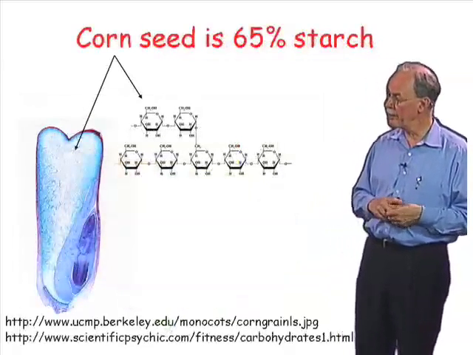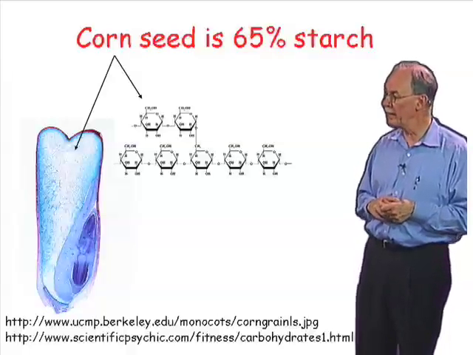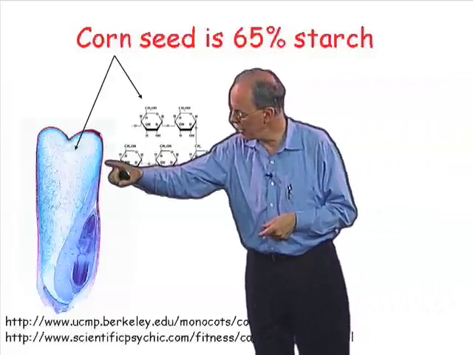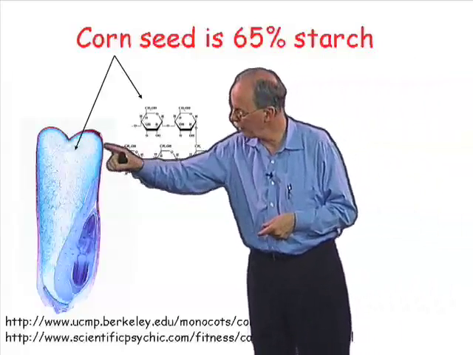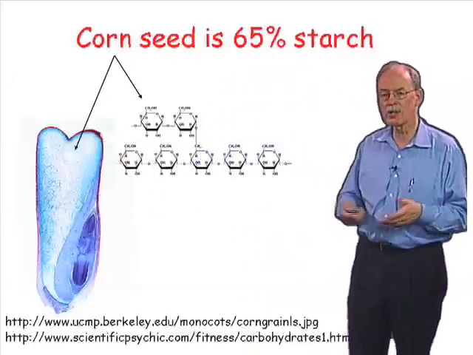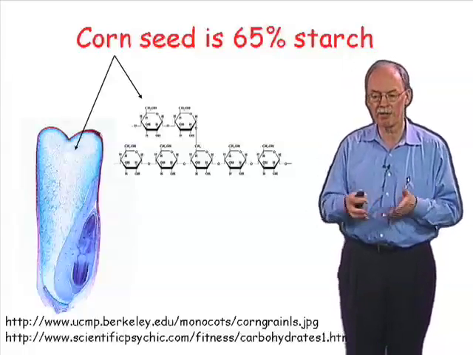The reason that corn is an attractive crop is that it's quite productive, and the grain is mostly starch. So you can see over here, this is a section through a corn grain, and everything above the embryo is starch. And starch is just a polymer of glucose, which can be fermented by yeasts with very high efficiency to make ethanol.